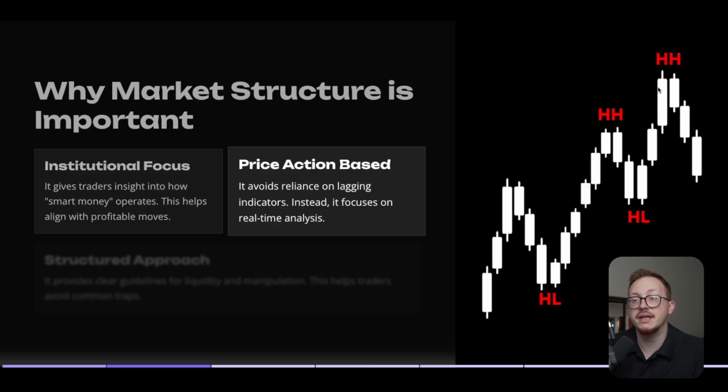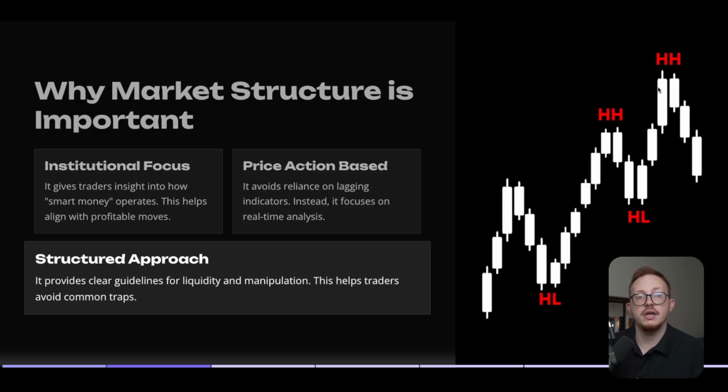It is price action based. It avoids reliance on lagging indicators. Instead, it focuses on real-time analysis. It will give you a structured approach, and it provides clear guidelines for liquidity and manipulation. This helps traders avoid common traps. Definitely something we'll get into more in depth in a second.